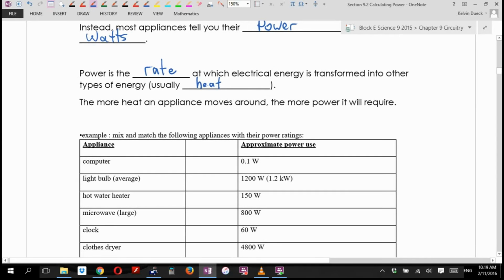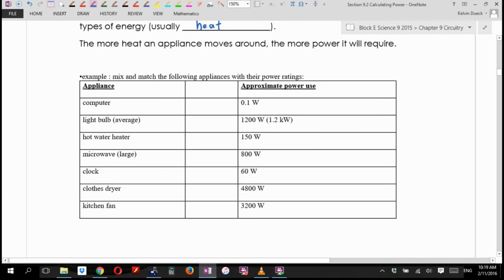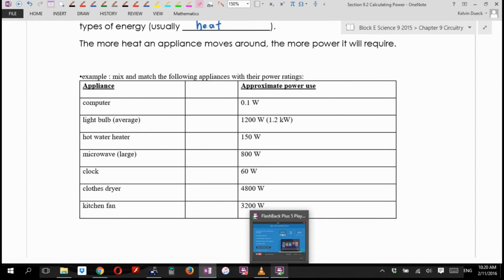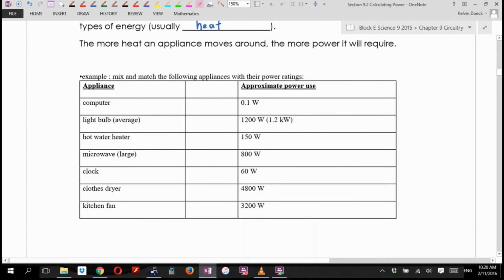Little trivia for you. For your household appliances, the more heat your appliance moves around, the more watts it's going to have, the more power it's going to require. So here's what I have. We're just going to use our inductive reasoning. I have a bunch of appliances on the left. I have a bunch of wattages on the right. We're going to see if we can mix and match correctly just from what we know of how appliances work.